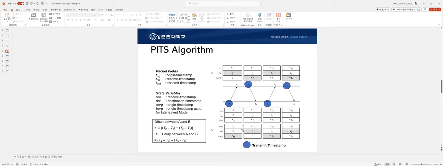There is also the PITS algorithm developed by NASA for synchronizing time, and we would like to provide an overview of this.